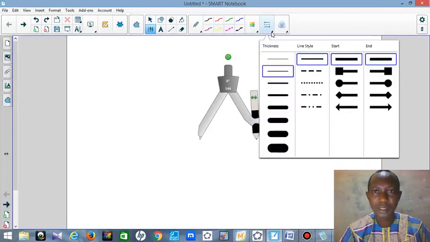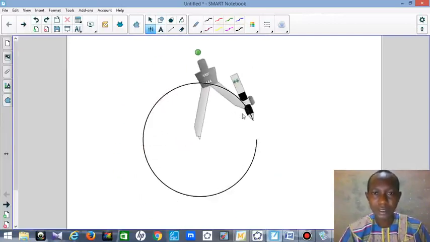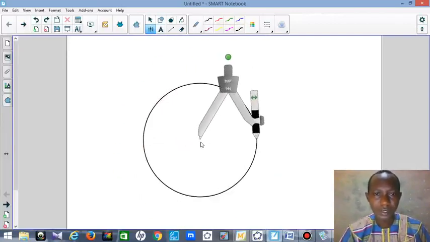Let me get my pencil to the thickness I want. Okay, this thickness is okay. Then go around, you draw your circle. Don't forget to locate your center. Okay, this is the center of your circle.